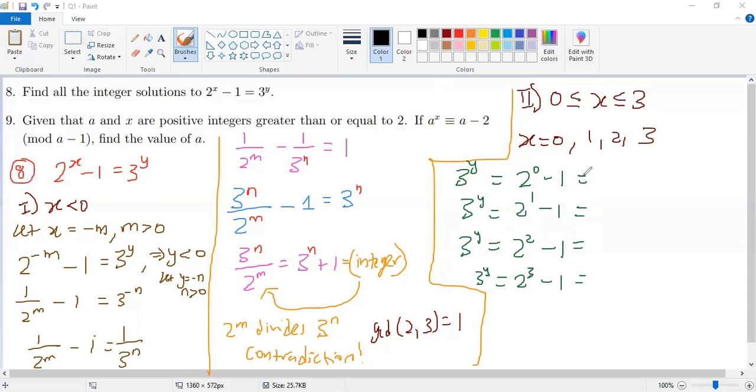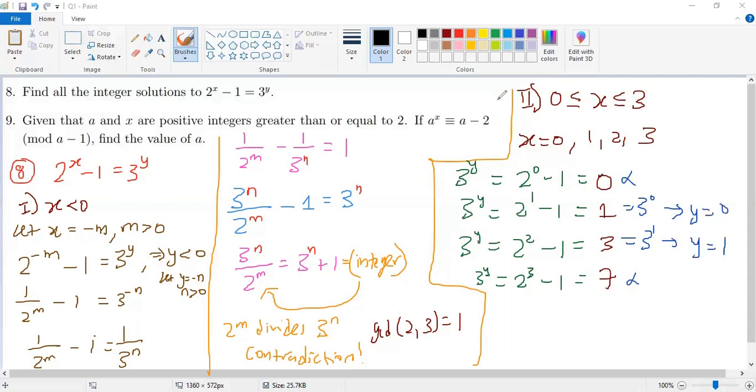So when you subtract that, 1 minus 1 is 0. This one, 2 minus 1 is 1. 4 minus 1 is 3, 8 minus 1 is 7. So the integer solutions are only for these two, because only these two can be written as 3 to the power of 0 in the index form, 3 to the power of 1. These two cannot. So this yields the appropriate y as 0, and here y is 1.